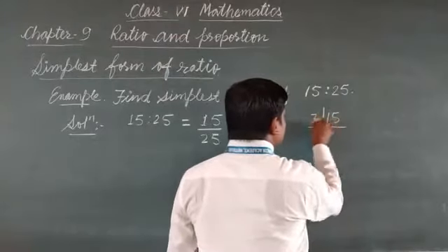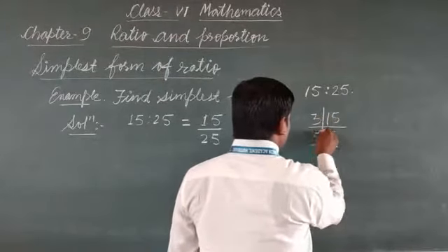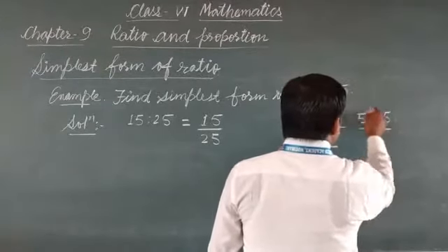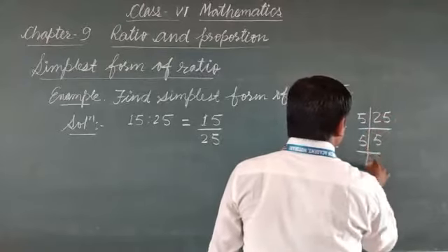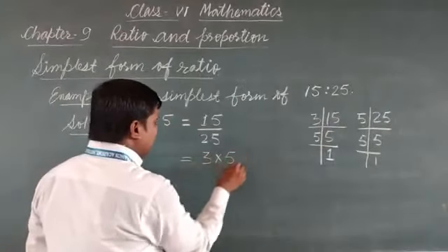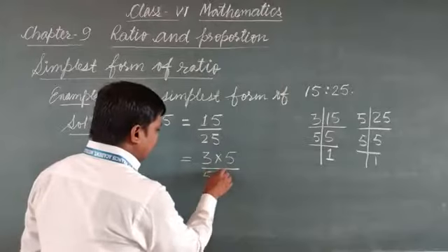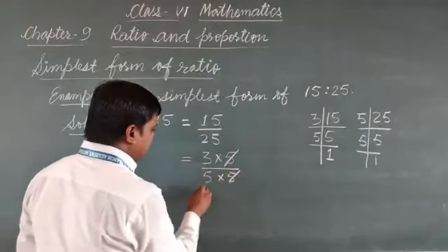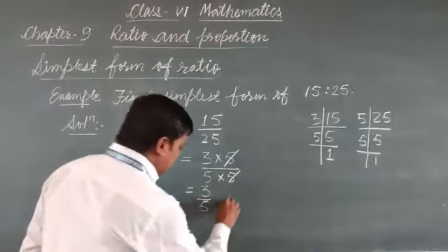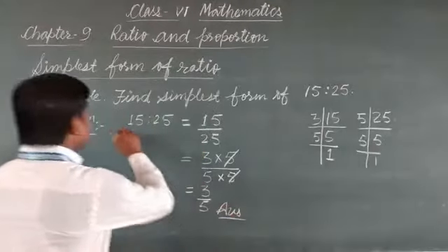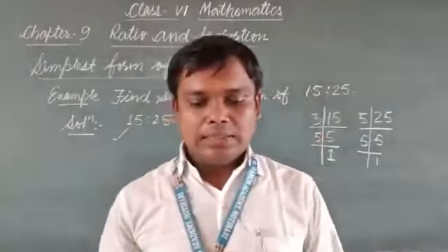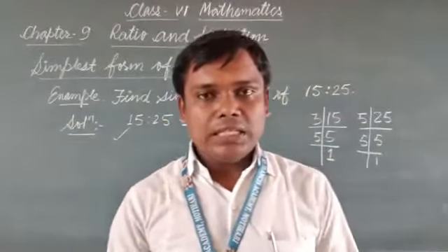15 is 3 times 5, and 25 is 5 times 5. So we can write it as 3 into 5 by 5 into 5. The 5 cancels. We will be left with 3/5. This is the simplest form of the given ratio. This is our answer. I hope you understood how to calculate the simplest form of the ratio.